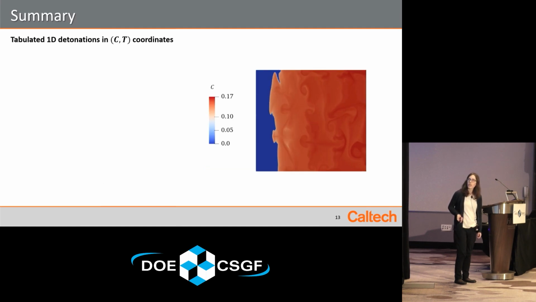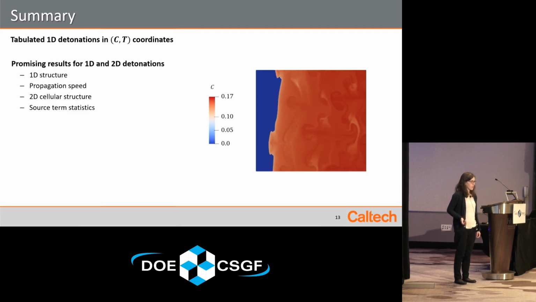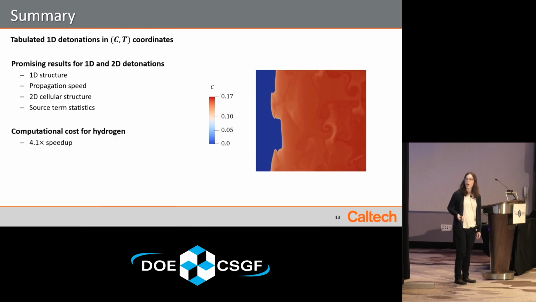And so just to conclude, by generating a chemistry table in CT coordinates, we had promising results for a variety of detonation cases, not all of which I was able to show today. And we had a significant computational cost savings for hydrogen fuel.